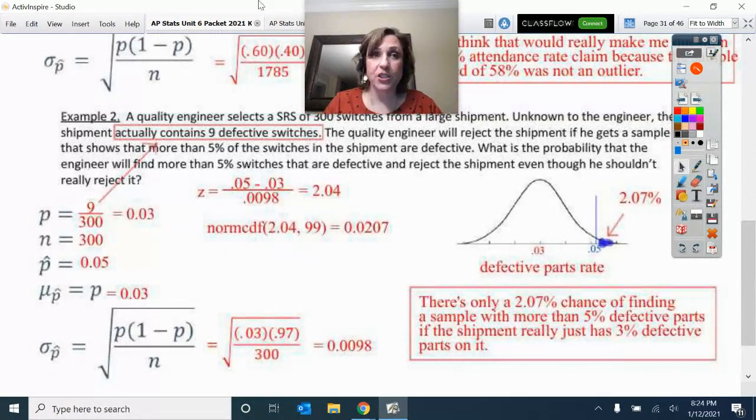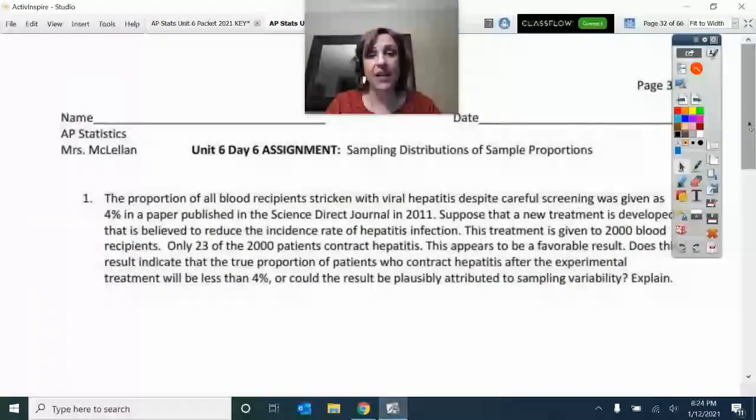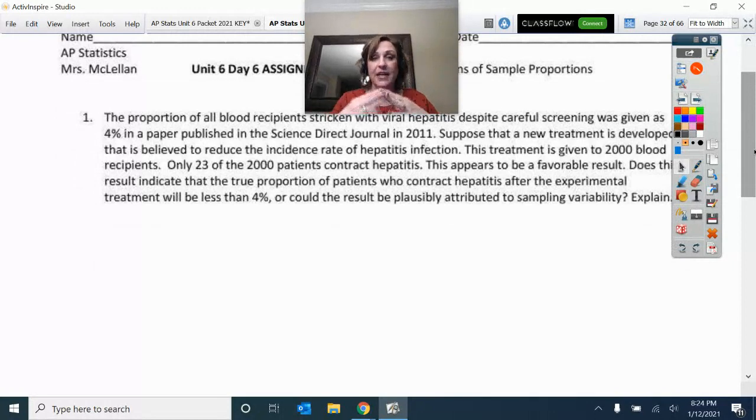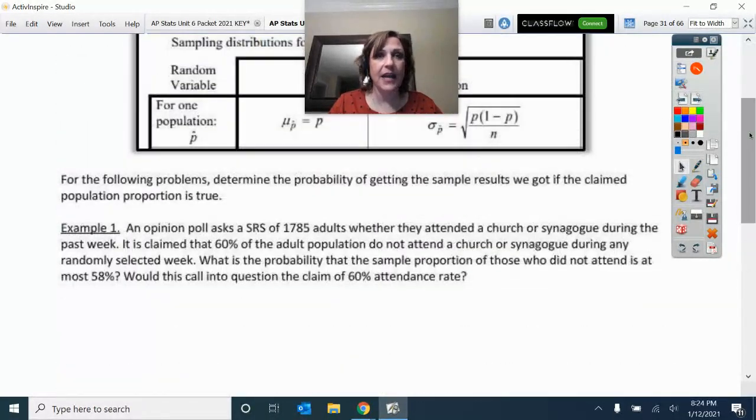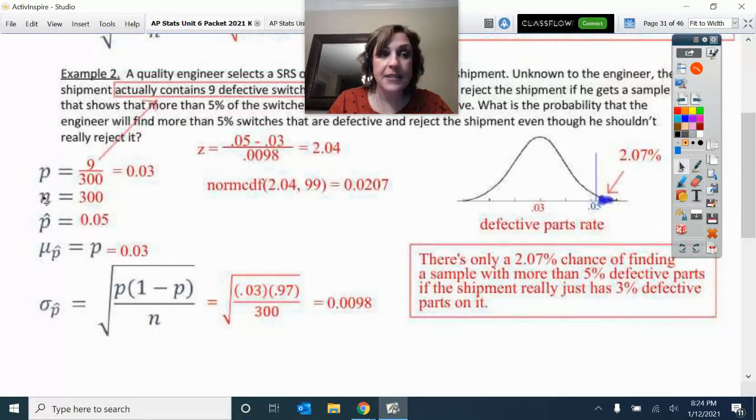So that's what you're going to be doing on your assignment: working through these problems where you're given a scenario. You want to identify the population number and the sample size, and use this as your guideline. You want to identify those things that I identified here: the true p, the sample size, the p-hat that they get, and then what the mean and standard deviation are. And then do your math to answer the question they are asking. Okay? That's what you're going to do. There are just 5 of those for you to practice on.